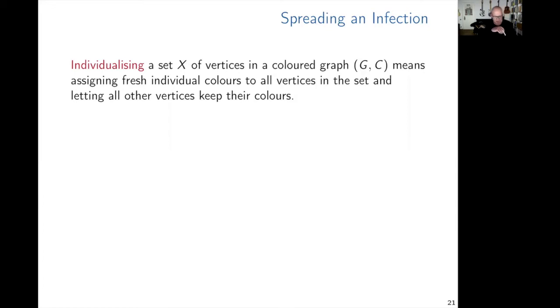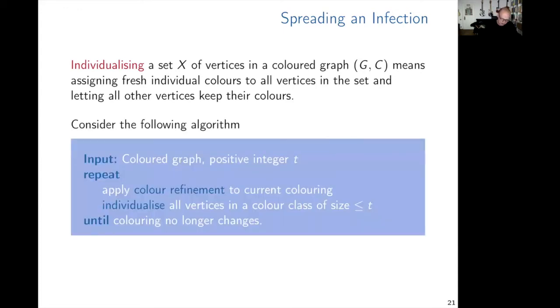We can individualize vertices in a colored graph, and individualizing vertices means we assign fresh colors to these vertices. So I individualize a vertex, that means I give this vertex a new color that appears nowhere else, and all other vertices keep their colors. Okay, and then our algorithm is the following. We start with a colored graph, and we have a parameter which is a positive integer t. And then we repeat the following 2 steps.